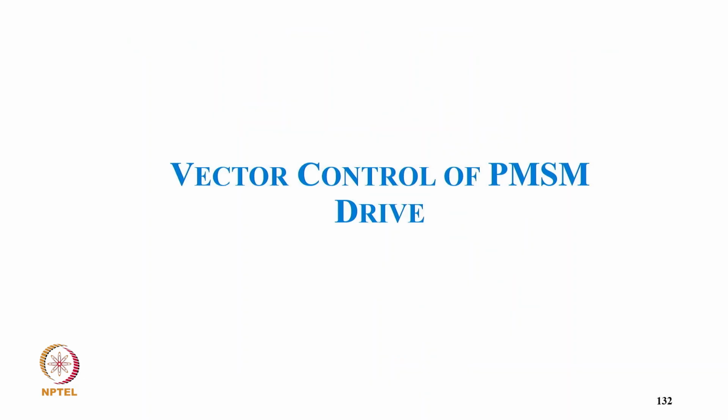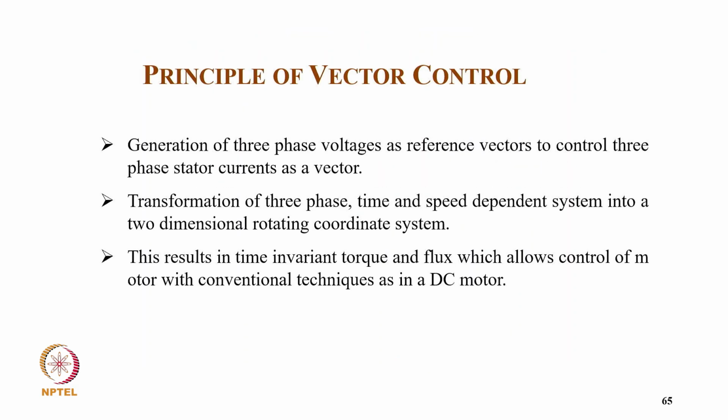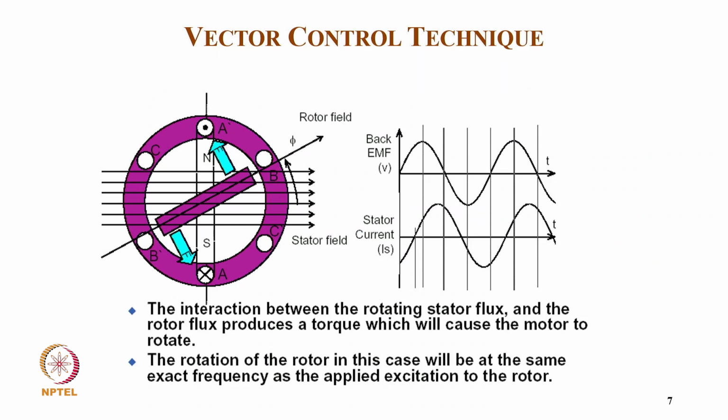Now coming to vector control of permanent magnet synchronous motor drive. The principle of vector control is generation of three-phase voltage as reference vectors to control the three-phase stator current as a vector, and transformation of the three-phase time and speed dependent system into a two-dimensional rotating coordinate system, and this results in time invariant torque and flux, which allow control of the motor with conventional techniques as in a DC motor.